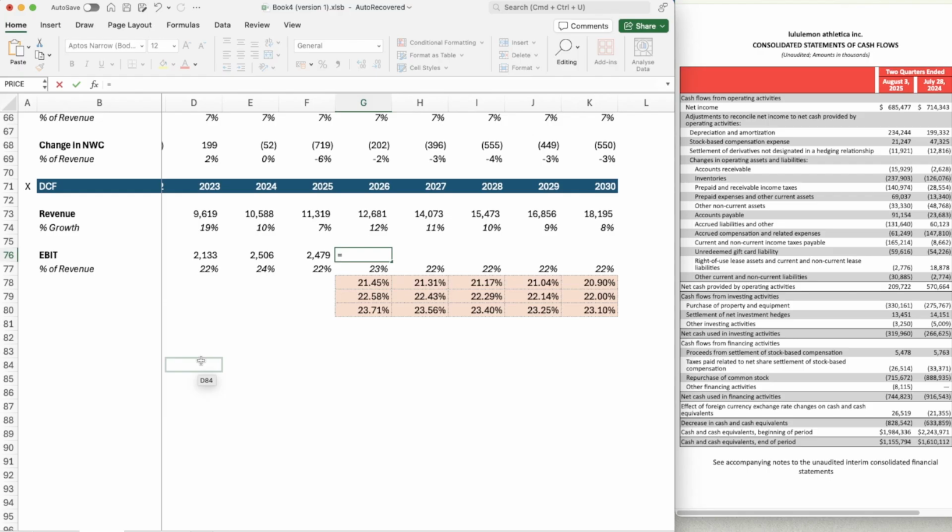Now, there we go. Equals revenue multiplied by the margin. And this will dynamically update as and when you go on a bullish, bearish, or just a base case. And we now bring in our taxes.